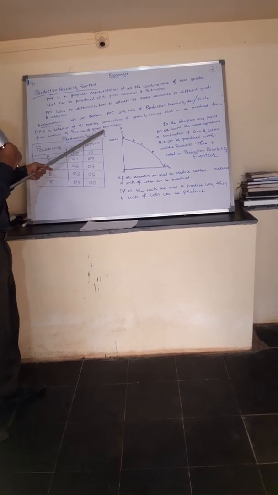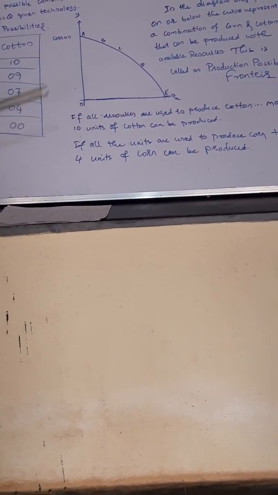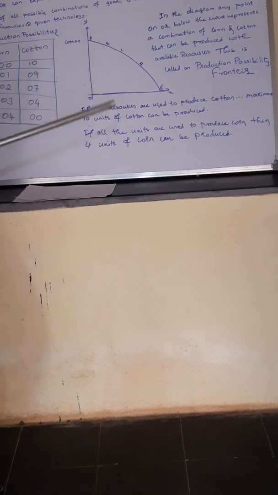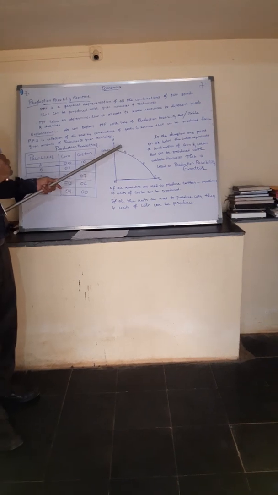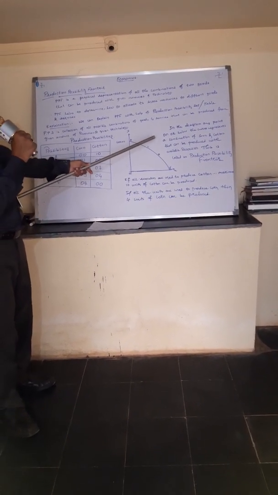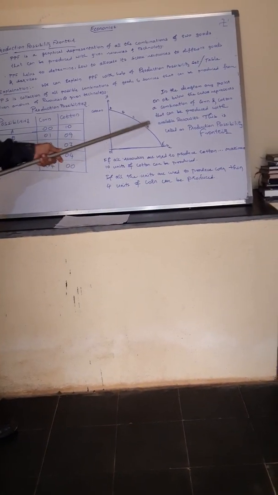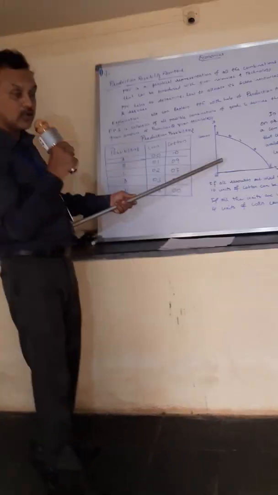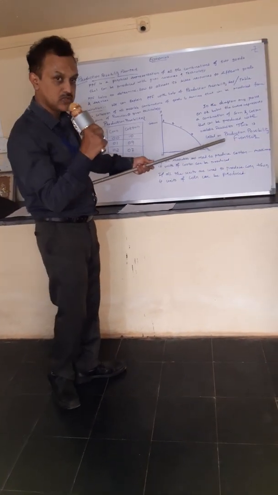So on the y axis we have taken cotton, on the x axis we have taken corn, and here there are various combinations such as A, B, C, D and E. In the diagram, any point on or below the curve represents a combination of corn and cotton that can be produced with the available resources, and this curve is called the production possibility frontier.